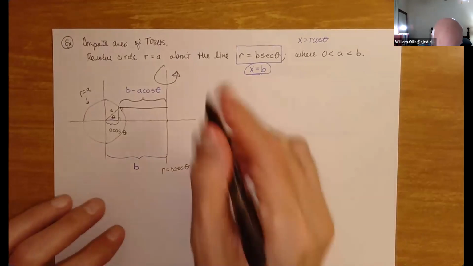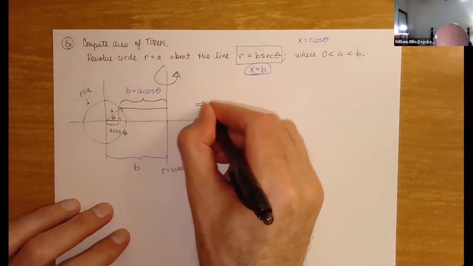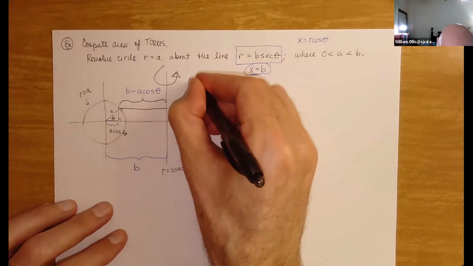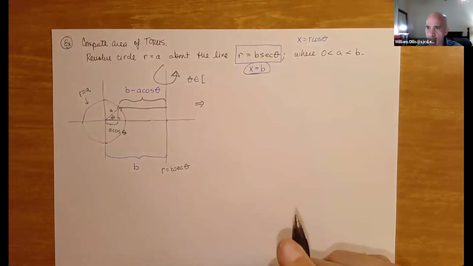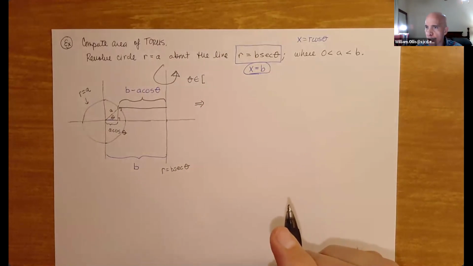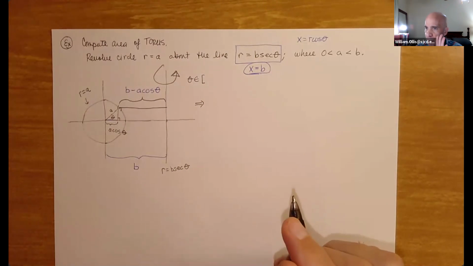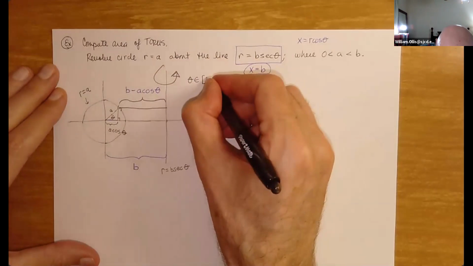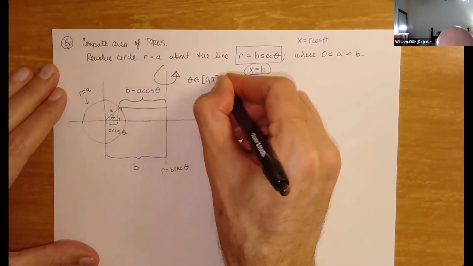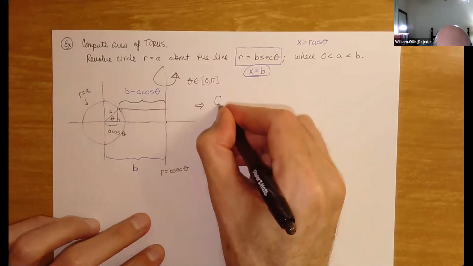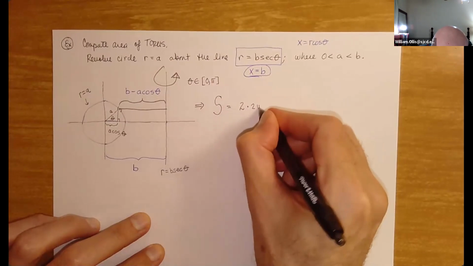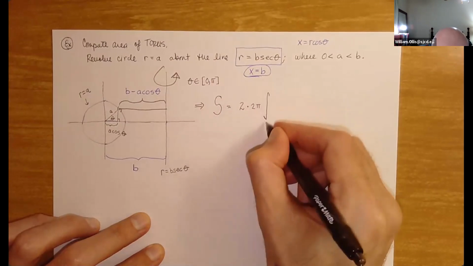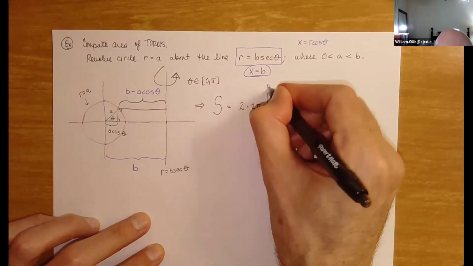All right, so now I'll just double this result. I don't want you to get used to saying 0 to 2 pi, because when you start doing that, you'll mow over problems, and I'm trying to keep you from doing that. So I'm going to let theta be 0 to pi, and we're going to double the result. So S is equal to 2 pi, integral from 0 to pi.